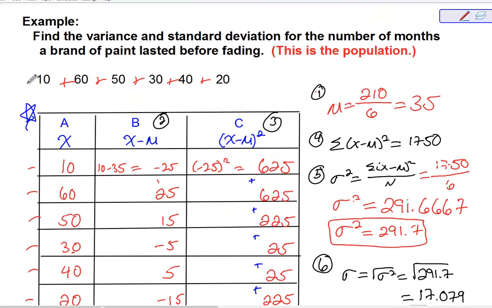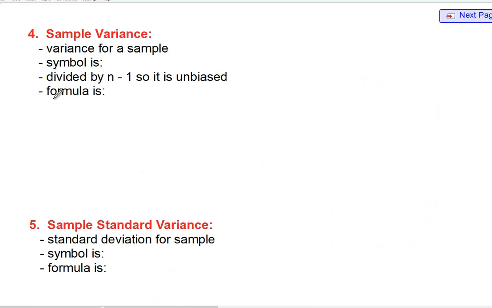Now then, let's look at what we do for sample variance and standard deviation. As I said, it's the same type of concept, it's the same thing as the population, it's just used with a sample. Therefore, we're looking at a small version of the group. We're not looking at the whole group.